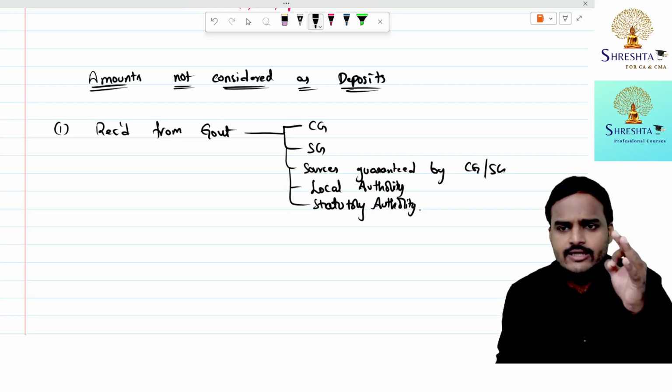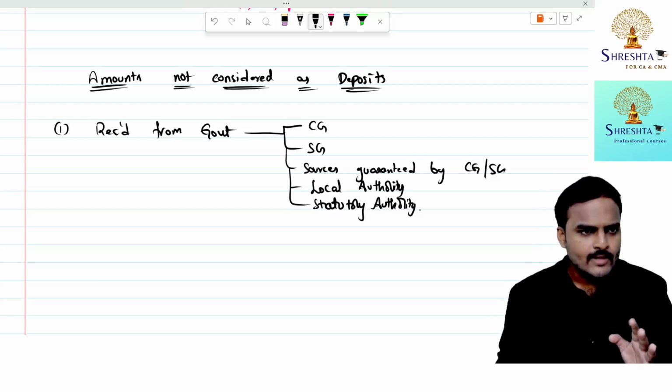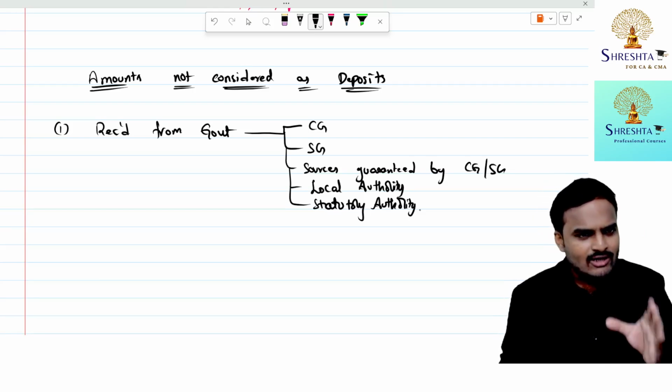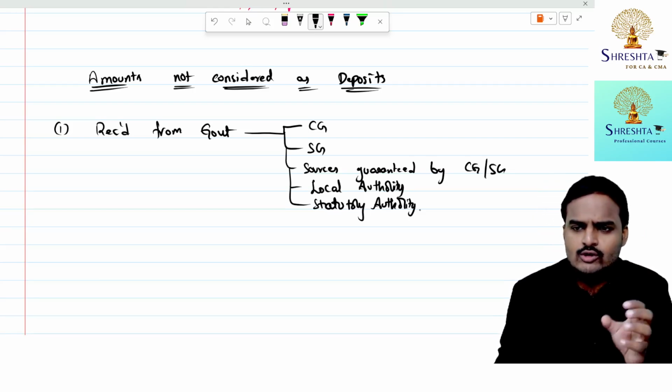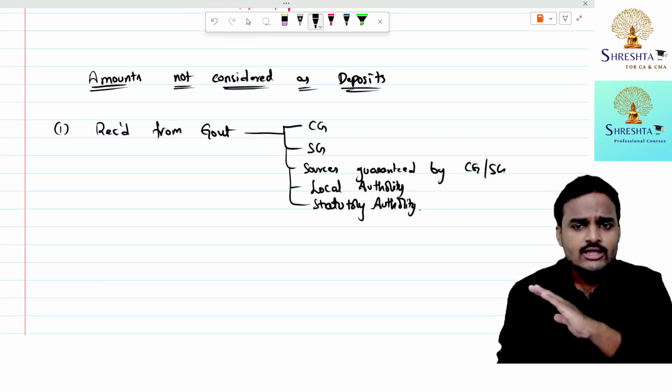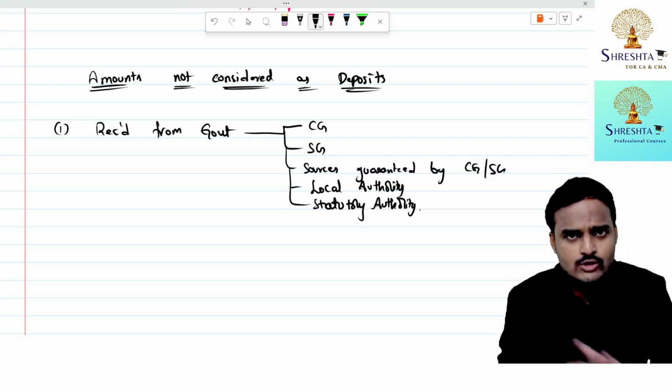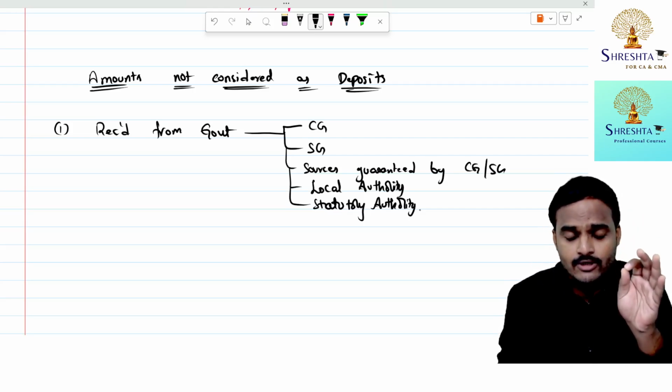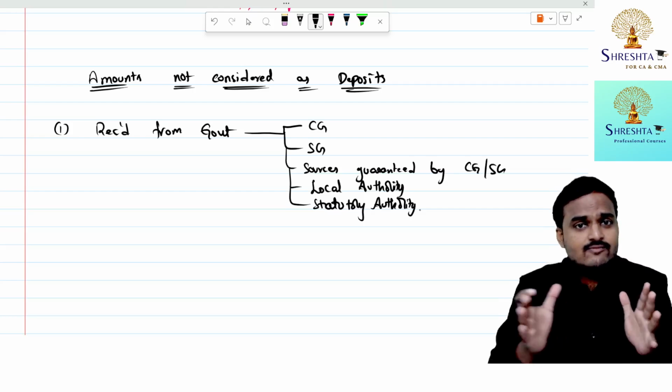Now, loans are taken from government. Loans obtained from central government, state government, or sources guaranteed by central government, state government, or local authority, statutory authority. These amounts are treated as just loans. These amounts will not come under the definition of deposit. By this, it is very clear.